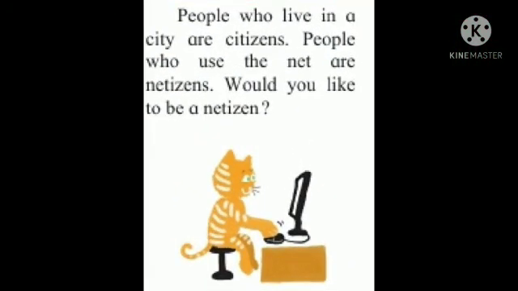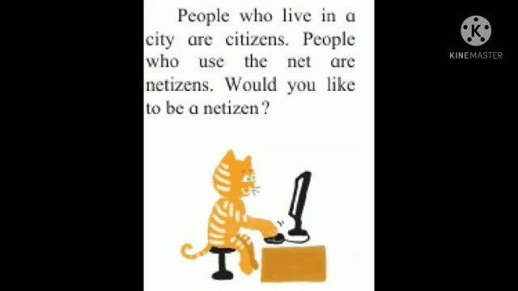People who live in a city are citizens. People who use the net are netizens. Would you like to be a netizen? Here it says the people who live in a city are the citizens and the people who use the net are the netizens. Here the author ends with a question, inquiring whether you would like to be a netizen. So dear children, would you like to be a netizen?